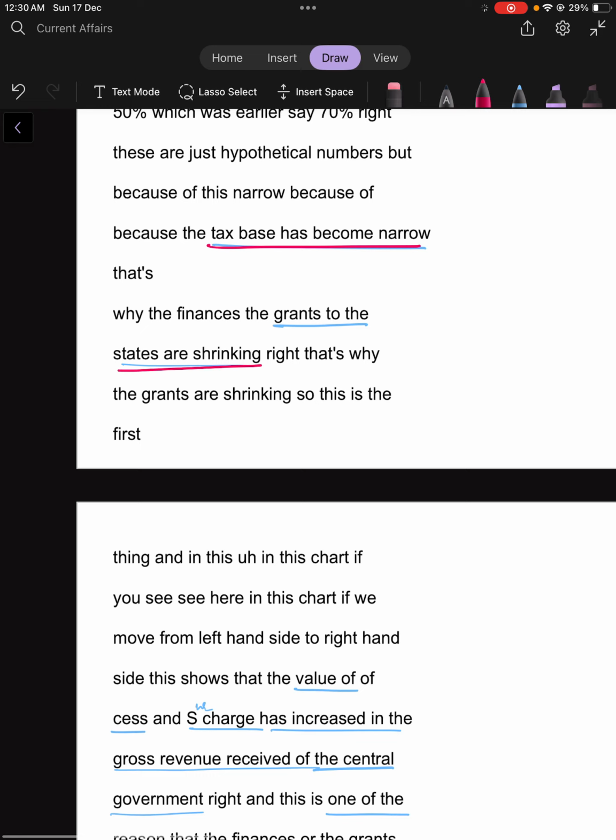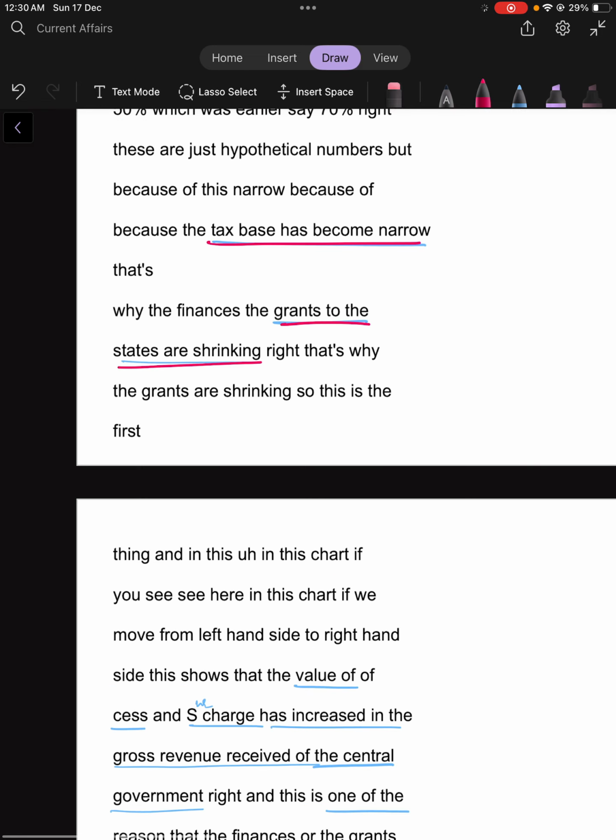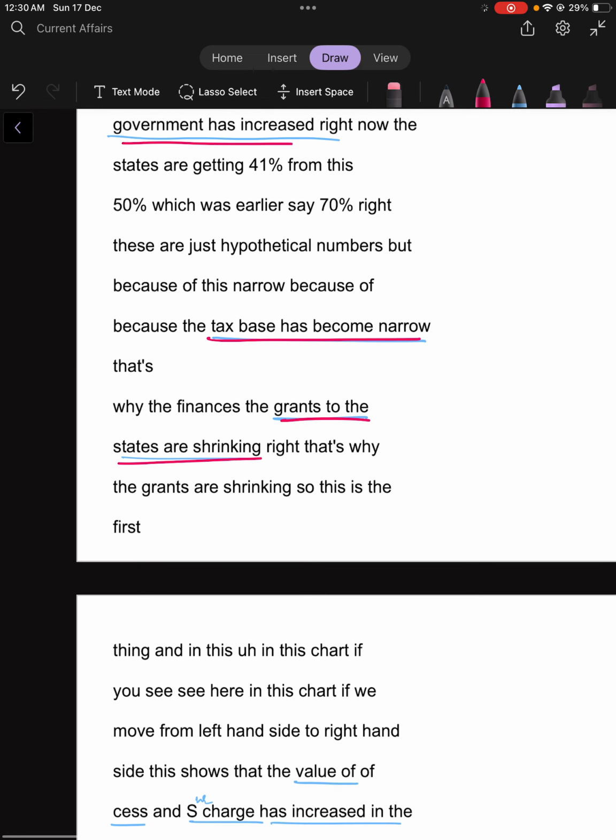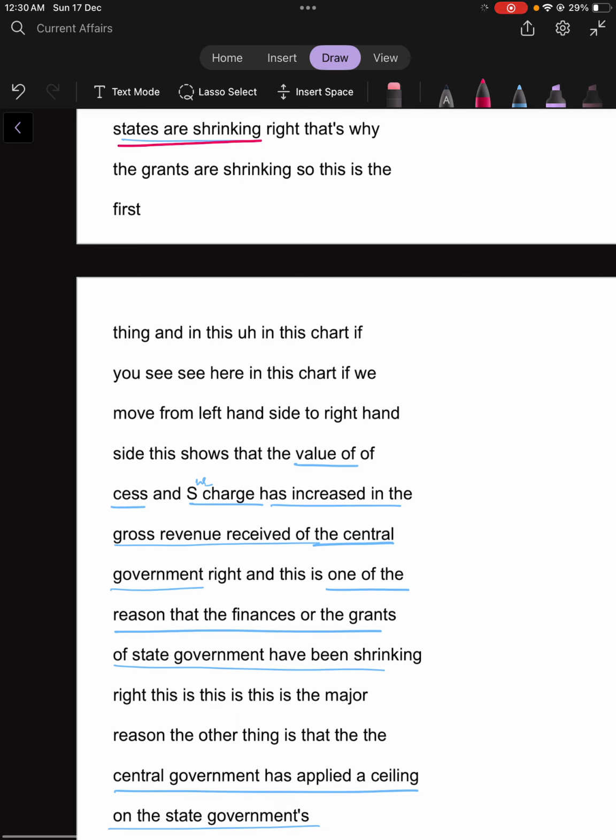Grants and transfers to the states are therefore shrinking, because the central government is now sharing money only from the taxes but not from the cess and surcharges. The value of cess and surcharges has increased in the gross revenue received by the central government, which is one of the reasons that the finances of the state governments have been shrinking.